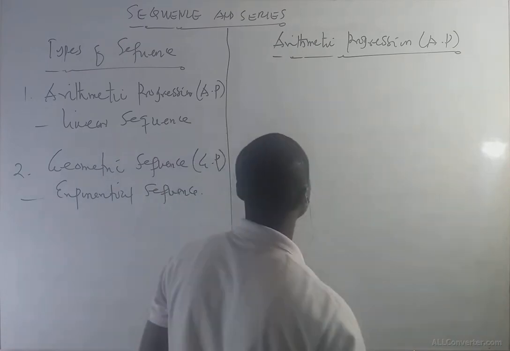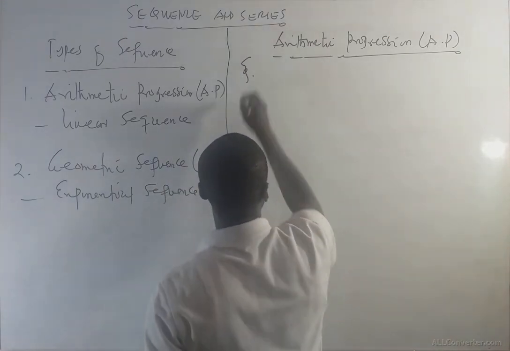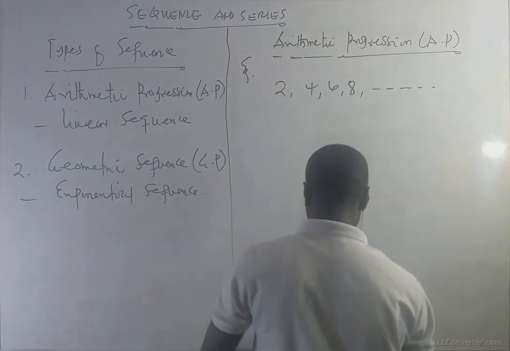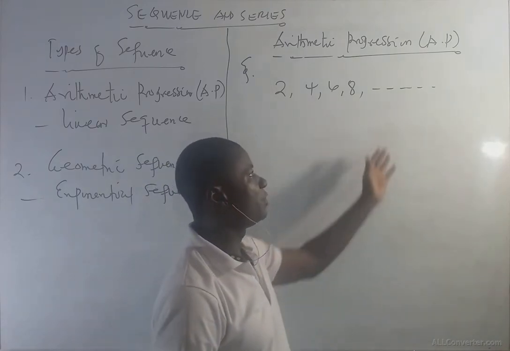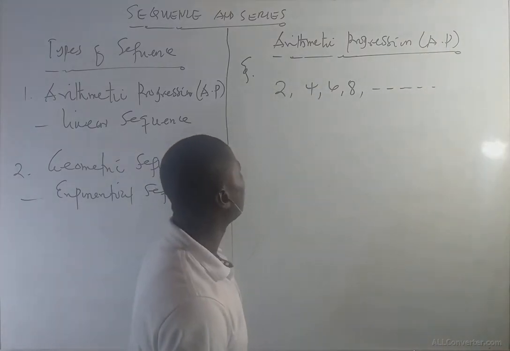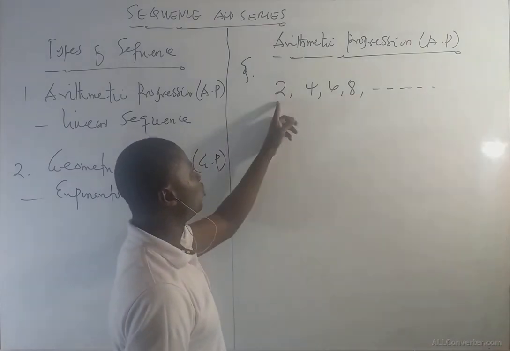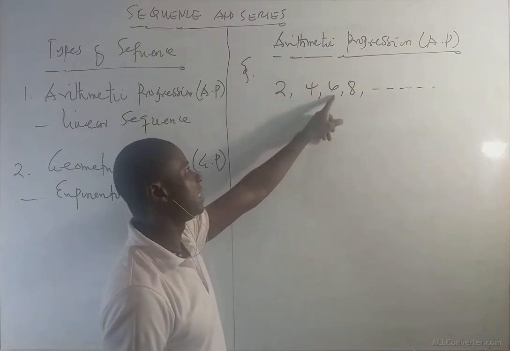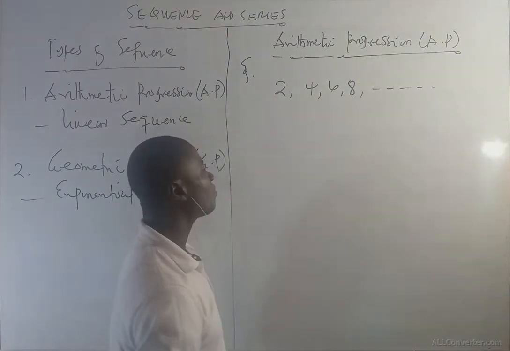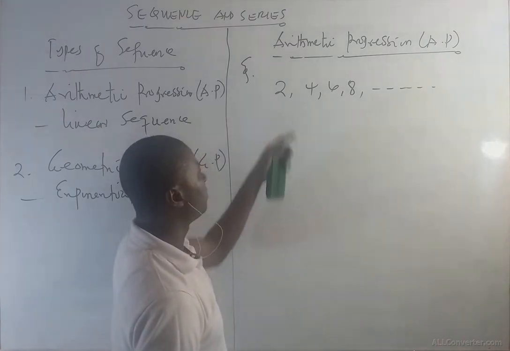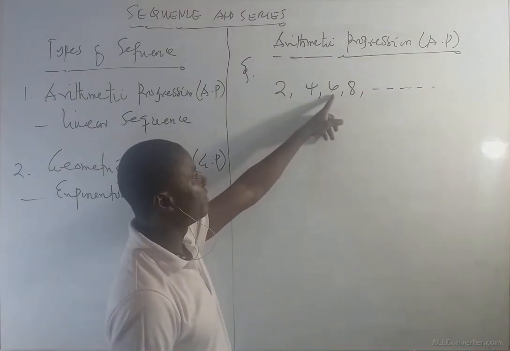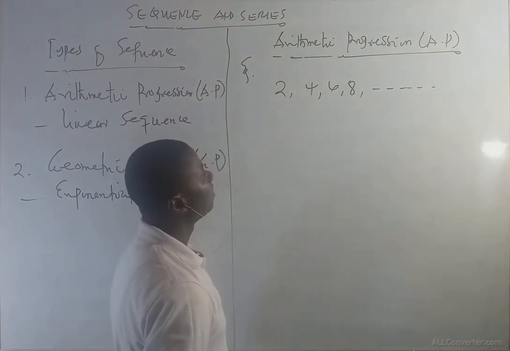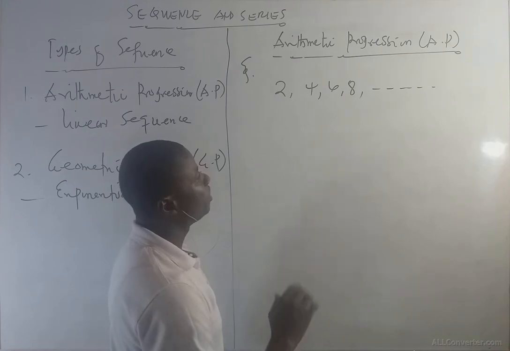Now, let's consider an example. Let's assume you are given the sequence 2, 4, 6, 8, and this is an infinite sequence because the last term is not known. It continues like that. Now, the first term is 2. These are the terms of the sequence. This is the first term, the second term, the third term, the fourth term in that order. So the first term is 2, the second term is 4, the third term is 6, and the fourth term is 8.